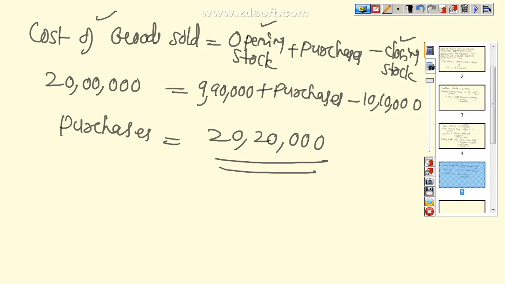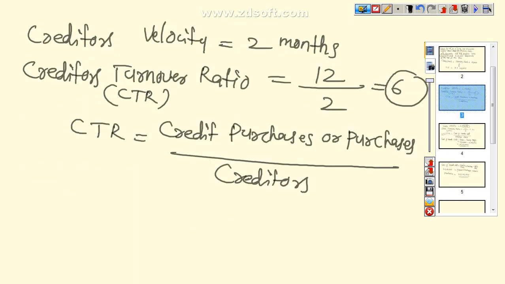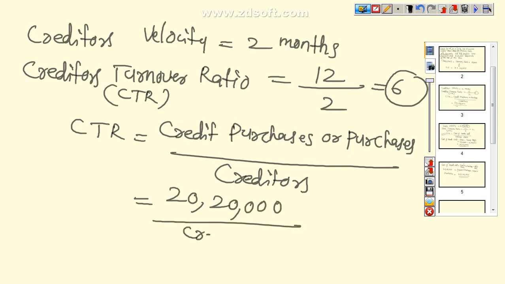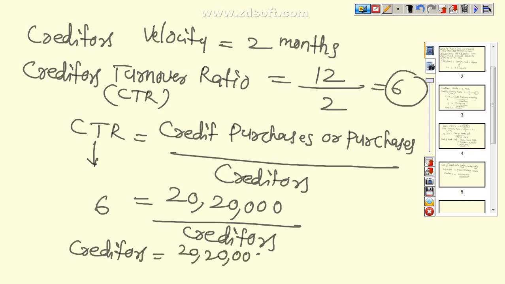Now we can substitute this in the equation of creditors turnover ratio: 6 is equal to 20,20,000 upon creditors. Here we know the value of CTR is equal to 6. Now from this we can calculate creditors is equal to 20,20,000 upon 6, that is equal to 3,36,667.